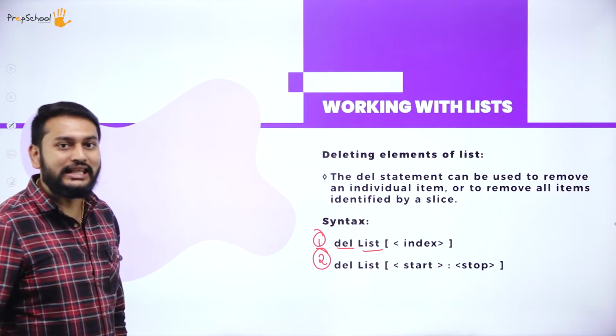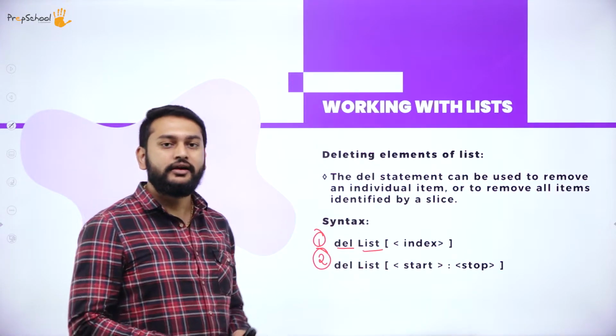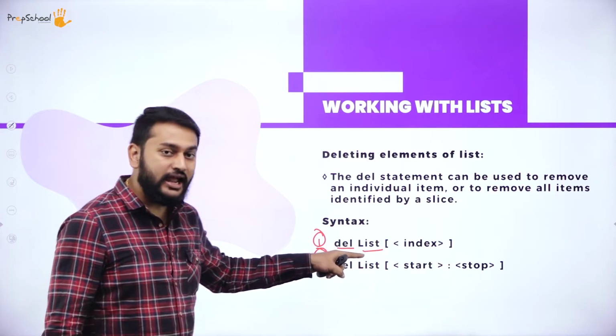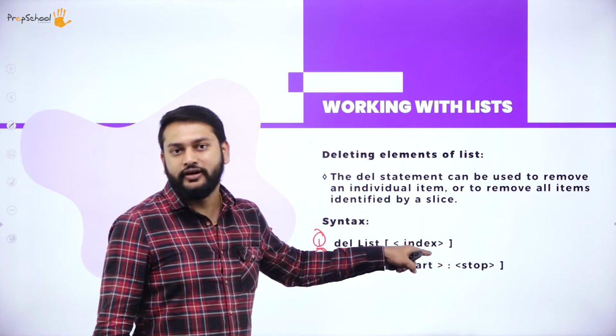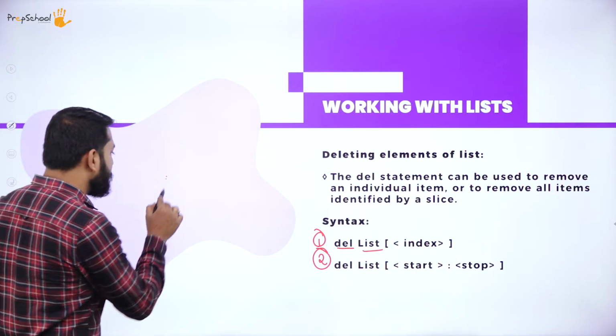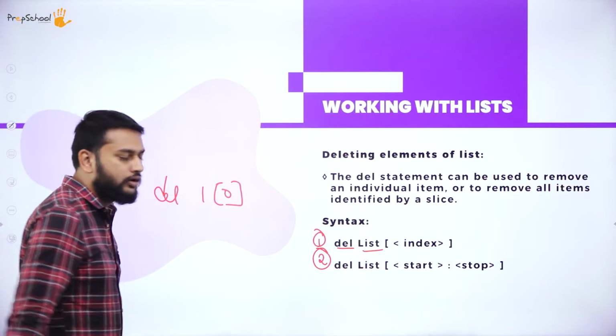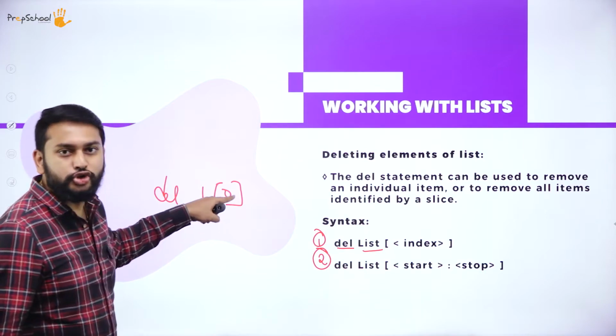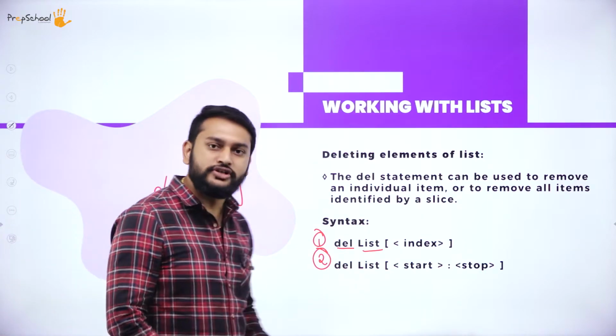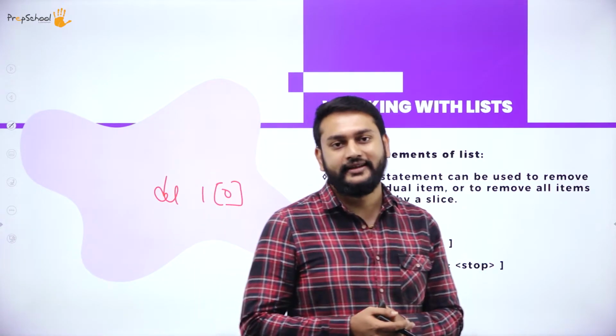From which list do you want to delete, right? So you will mention the name of the list and then you will give the index of it, right? So guys, for example, del L[0], right? Whatever item I have in the 0th index location will be deleted.